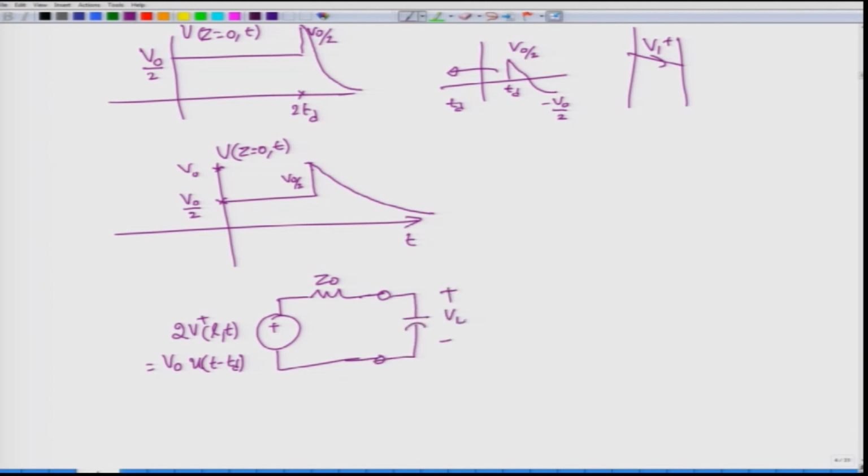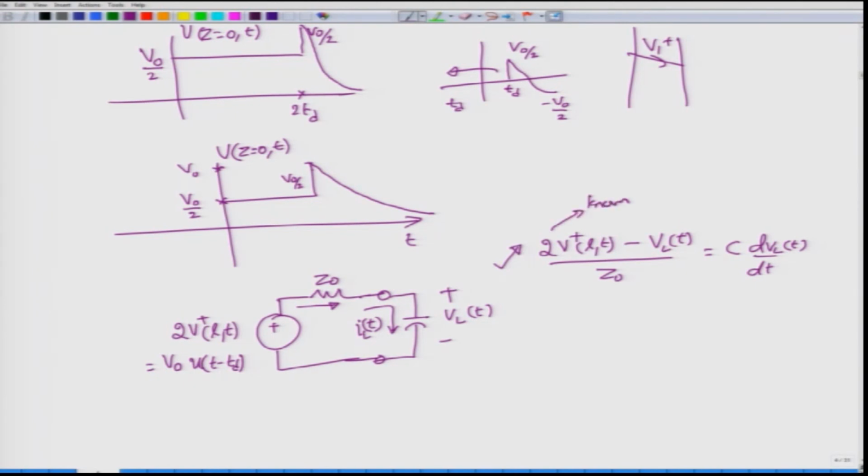Across the capacitor is the load voltage, and through the capacitor is the load current. The corresponding differential equation must now be written in terms of the load voltage. Why? Because if this is the load voltage, the current through this branch, current through Z0, will be given by 2V plus, the voltage on the left side, minus VL of t, divided by Z0, and this current must then be equal to the current through the capacitor. Current through the capacitor is C dVL of t by dt. So this is the equation that you need to solve with the known voltage waveform here.